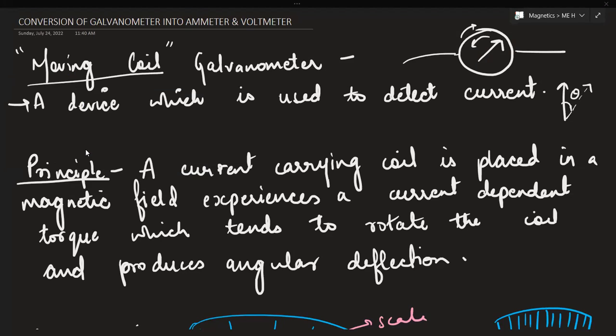Yes, class. So in the last class, we had stopped at this point, moving coil galvanometer. We didn't do the conversion of galvanometer into either ammeter or voltmeter, but we had started with the introductory part of moving coil galvanometer. We had seen it's a device. Galvanometer is basically used to detect current.